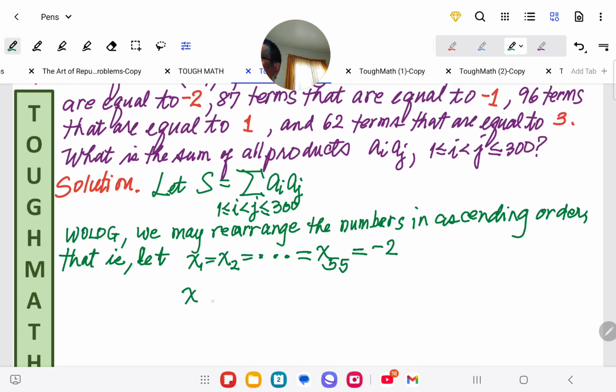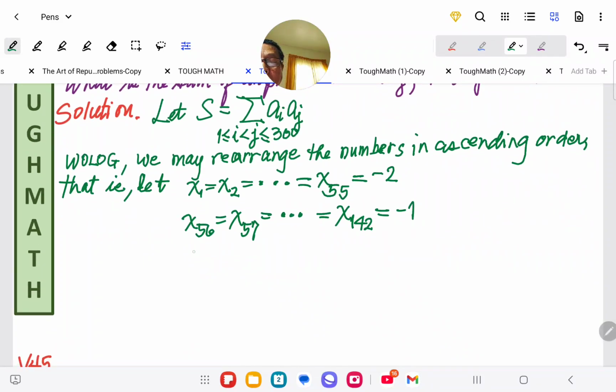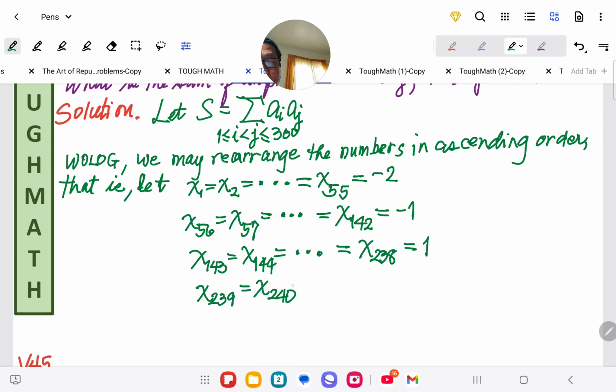And then x sub 56, x sub 57, and so on until x sub 142 be equal to -1, and then x sub 143, x sub 144, and so on until x sub 238. They are all equal to +1, and then x sub 239, x sub 240, until the last number, which is x sub 300, and they are all equal to +3.